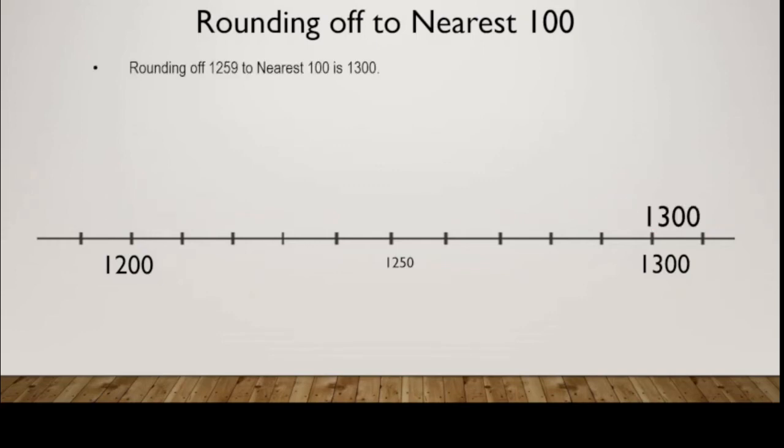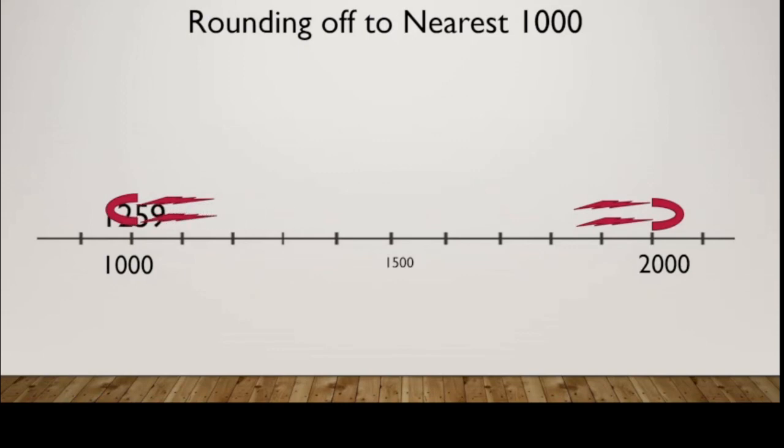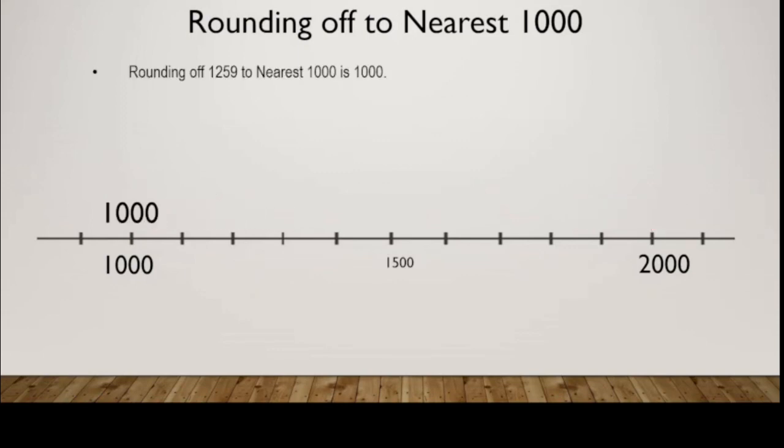Now the same number I'm going to round off to the thousands place. When I say thousands place, 1259 lies in between 1000 and 2000. What is the halfway mark? That's 1500. Now 1259 is lesser than 1500, and when you imagine the magnets, it gets rounded down to 1000. So be careful of what place you are rounding off to.